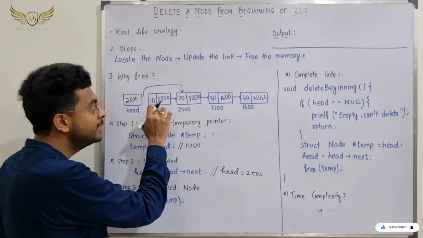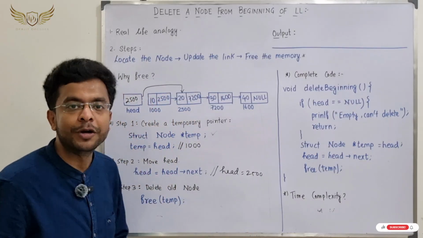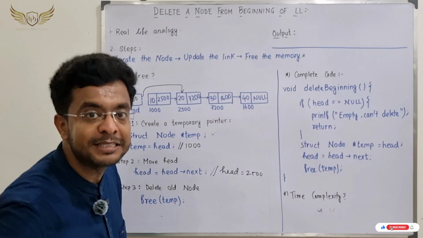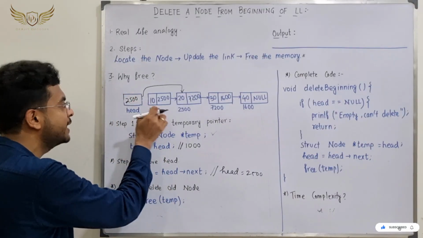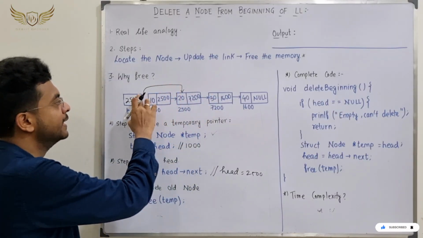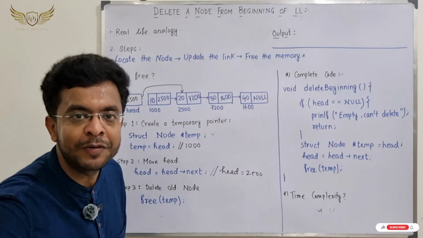20. 1000 is not being held by anyone, or say 10 will not be seen anymore because head has changed its address. Head has changed the value it was holding. It was initially 1000, the memory location of 10. Now it is holding 2500, which is the memory location of 20. So head will be pointing to 20 now. And head points to the first element of the linked list.